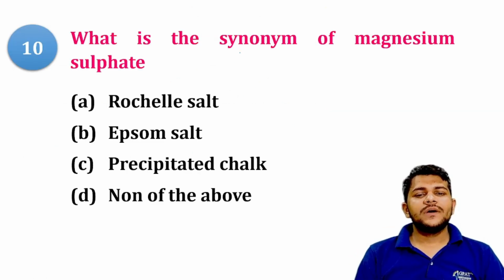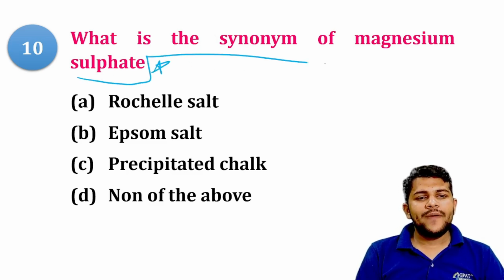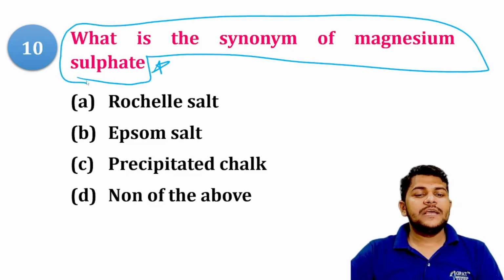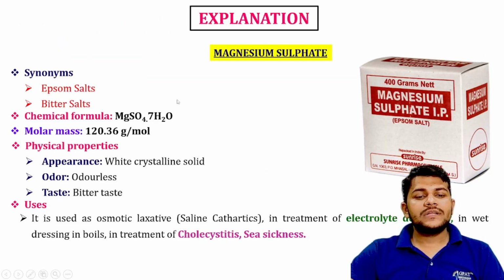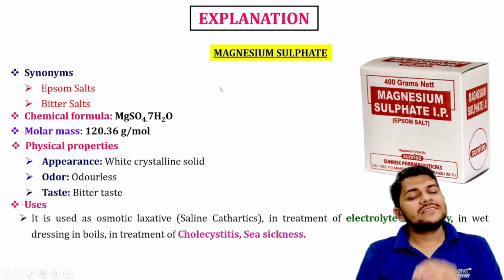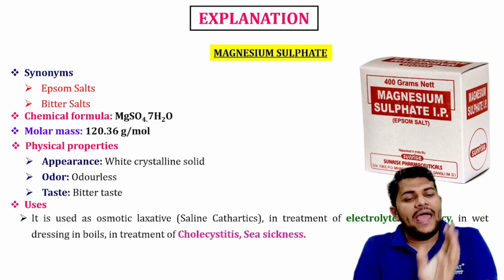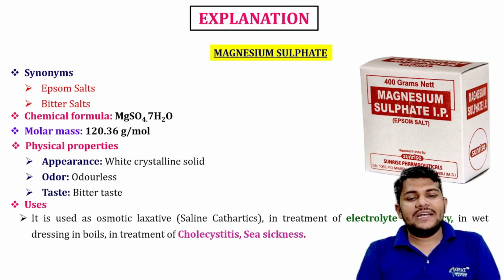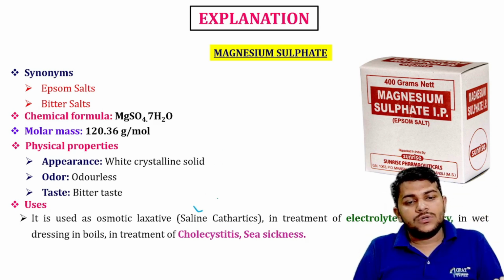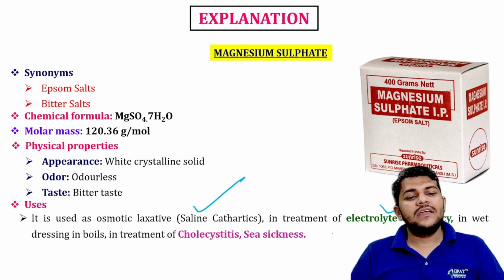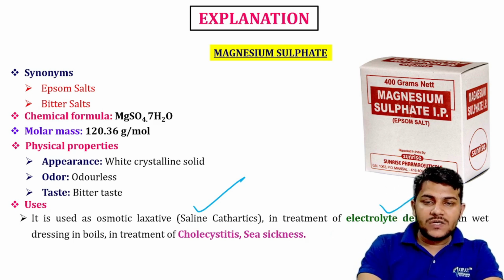What is the synonym of magnesium sulfate? Magnesium sulfate is also known as Epsom salt. As we discussed in the previous question, magnesium sulfate acts as an osmotic laxative, and it is also known as a saline cathartic. It is used in the treatment of electrolyte deficiency and in wet dressing of boils.